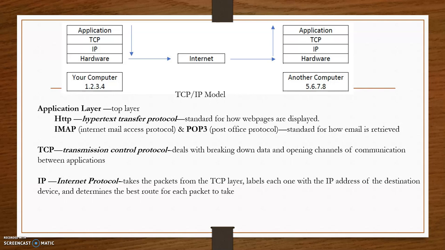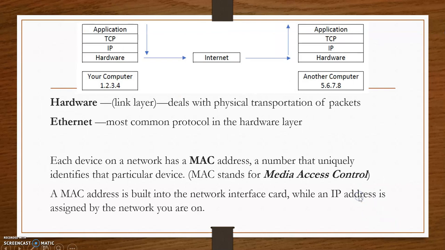TCP is Transmission Control Protocol. It deals with the breaking down of data and opening channels of communications between applications. So you can see it between your hardware and your application in that graphic. IP is your Internet Protocol. It takes the packets from the TCP layer, labels each one with the IP address of the destination, and determines the best route for that packet to take. So that's how it's stacked in the graphic.